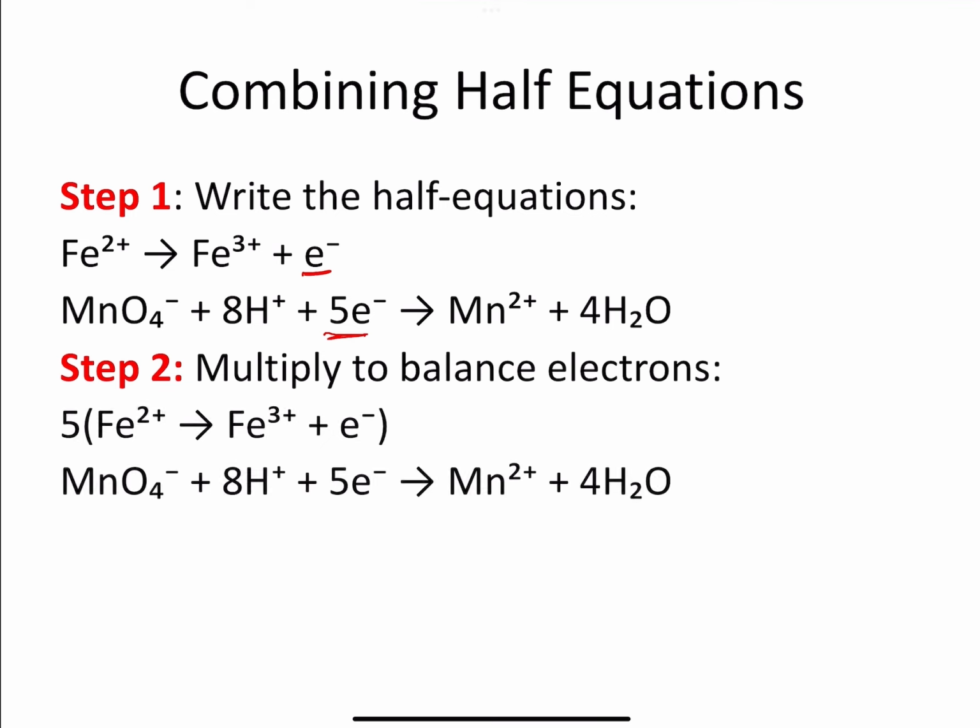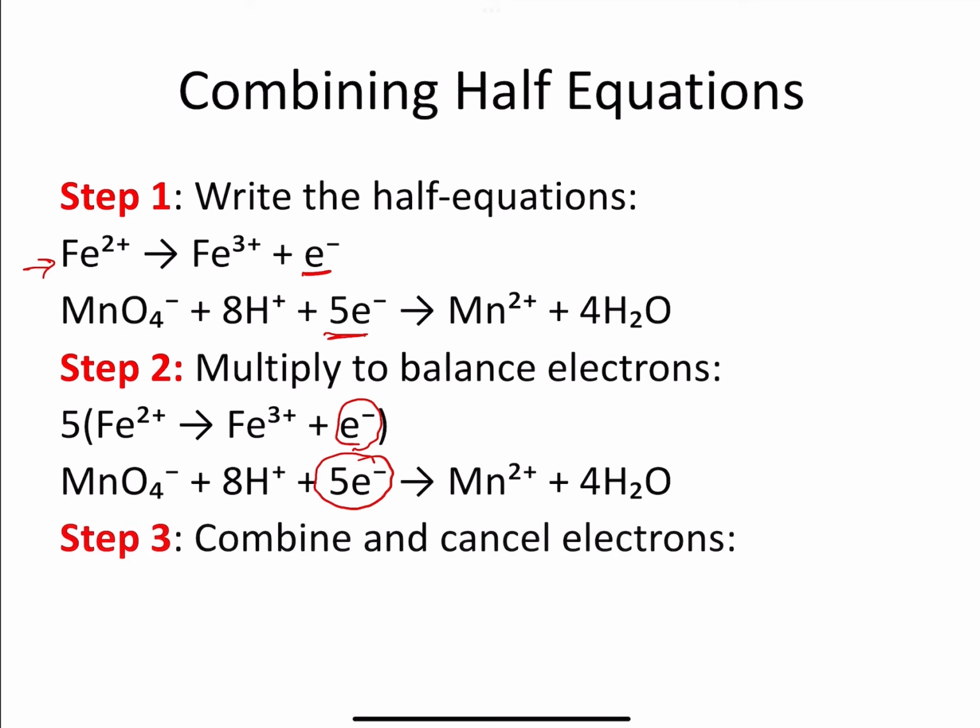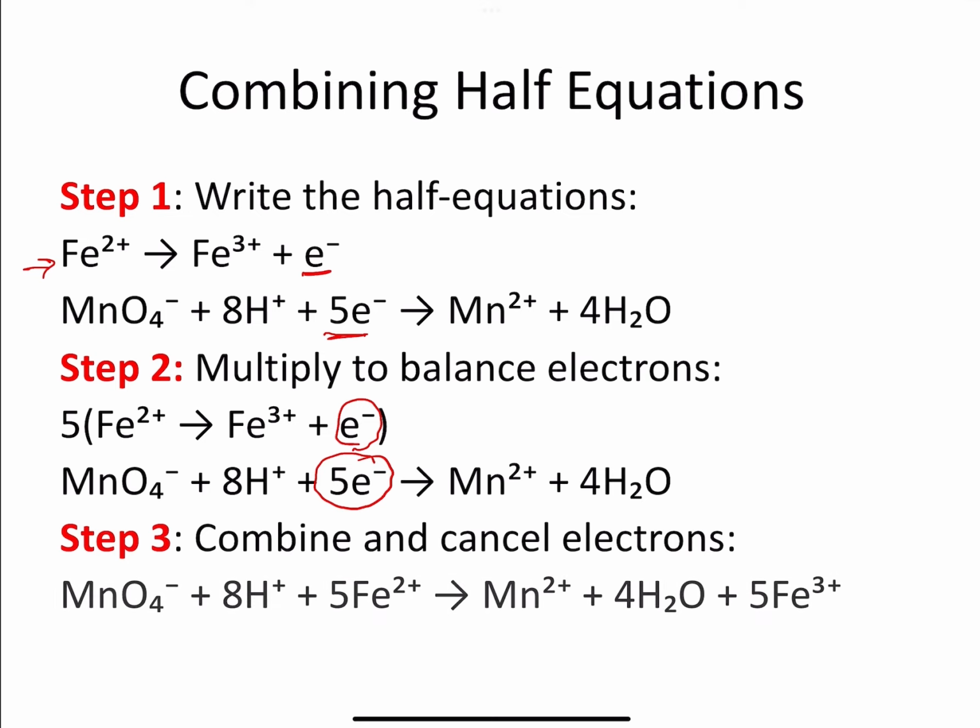So now we need to balance that. We need to multiply the first one by 5 in order to have 5 electrons on the right-hand side, so that it can balance the 5 electrons on the left-hand side of the reduction step. Finally, we need to combine and cancel the electrons. We combine these two equations, and the final equation will be the manganate plus 8 H+ plus 5 Fe2+. That will give you 1 manganese 2+ and 4 water and 5 Fe3+, and the electrons will cancel out.